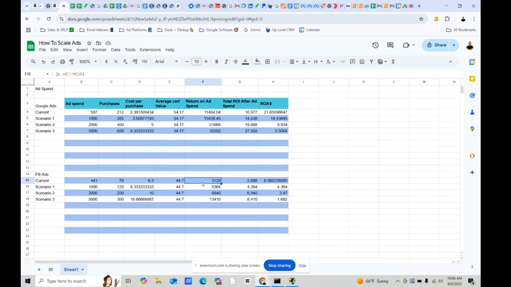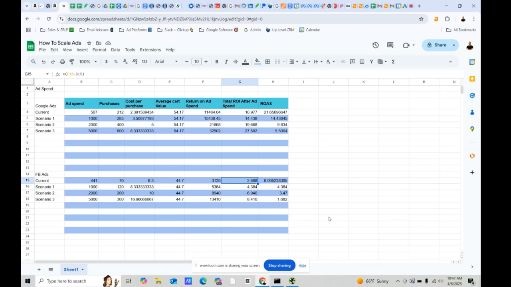It gives us our total return on ad spend, which is about $3,129. We subtract out the Facebook ad spend of $441, and we get $2,688, which gives us a 6.09 times return on ad spend, or ROAS. All right, so let's go through the scenario again.